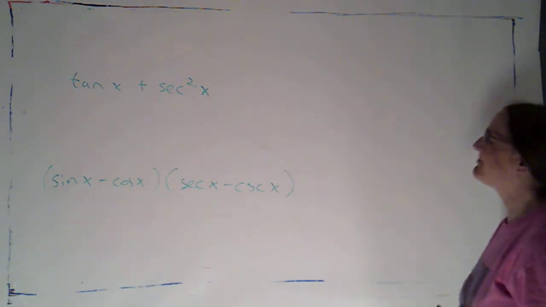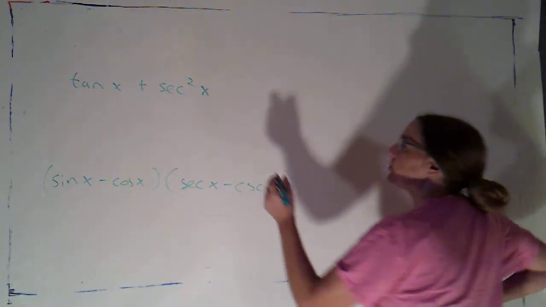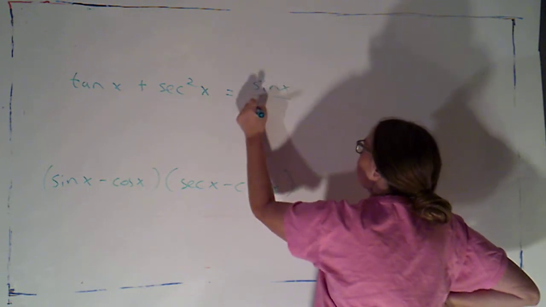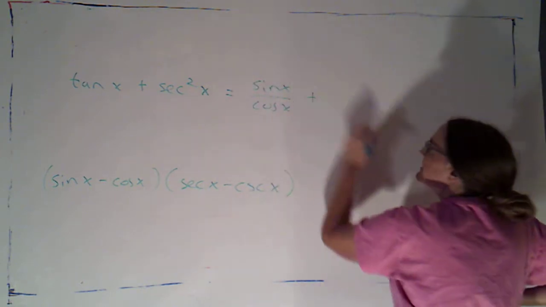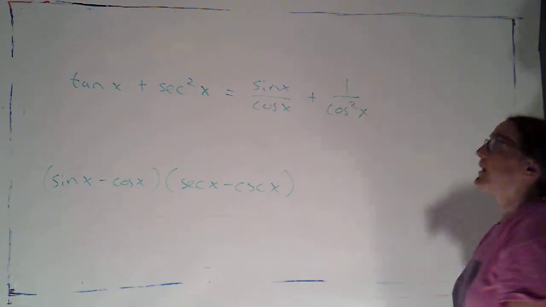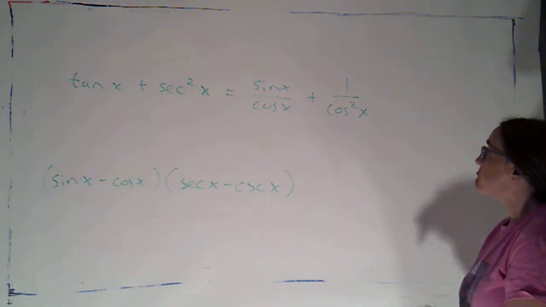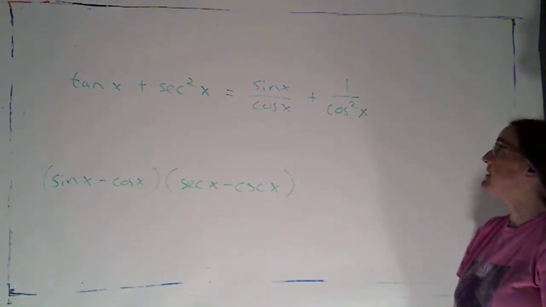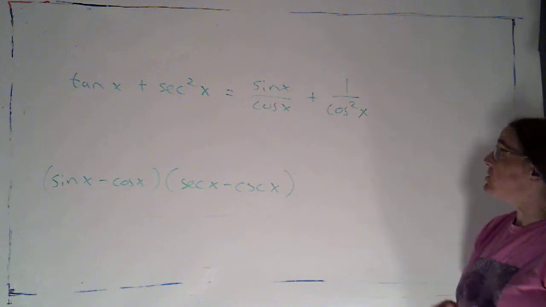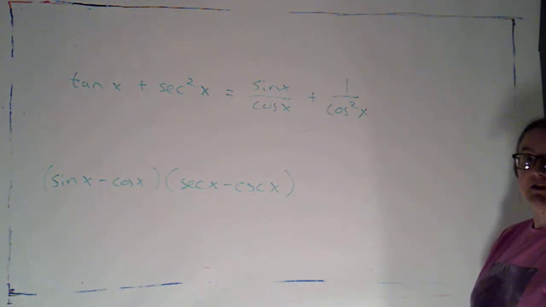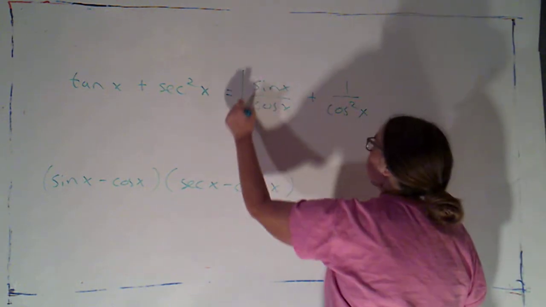Welcome back. Okay, so if I wanted to write this in terms of sines and cosines, I'd say tangent is sine x over cosine x, plus secant squared is 1 over cosine squared x. Done. That's all I asked you to do, was write it in terms of sines and cosines. Now, if I wanted to, I could go one step further. I didn't specify that you needed to, so it's totally fine if you stopped here.